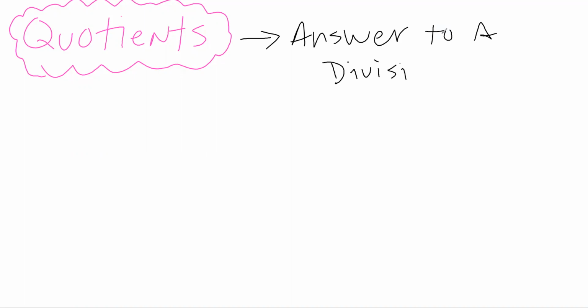Okay, well, today we are talking about quotients, right? And quotients are really the fancy math language for an answer to a division problem. So that's really what we're going to be talking about today, our understanding of quotients.